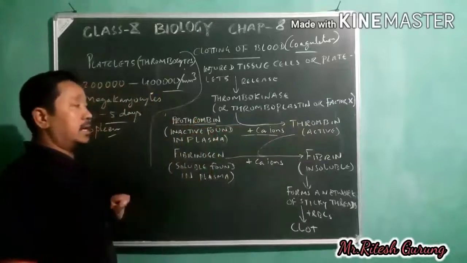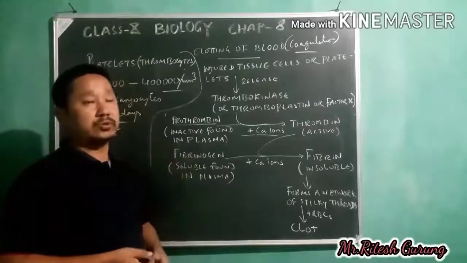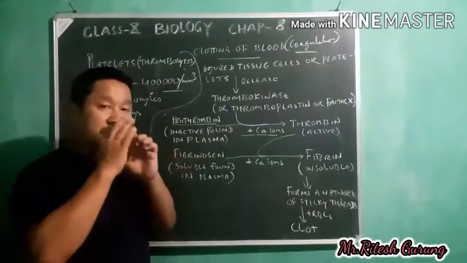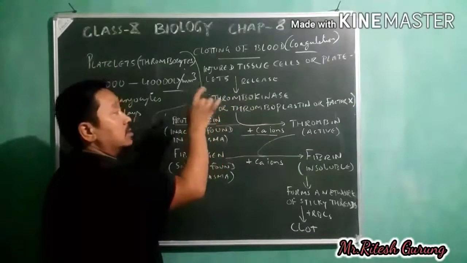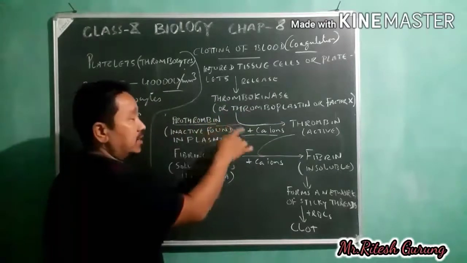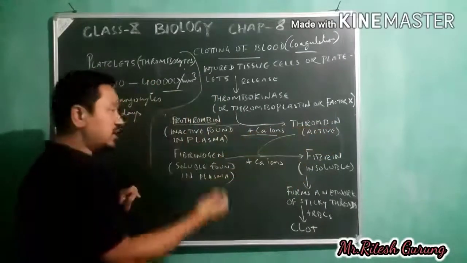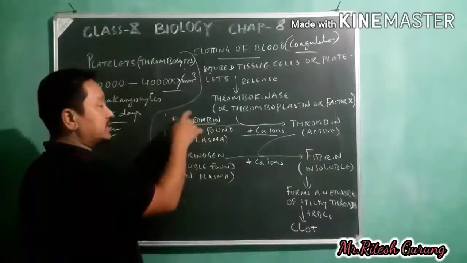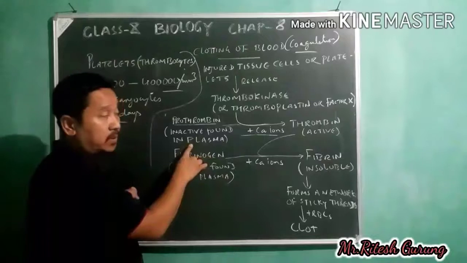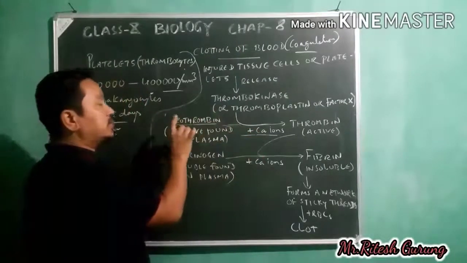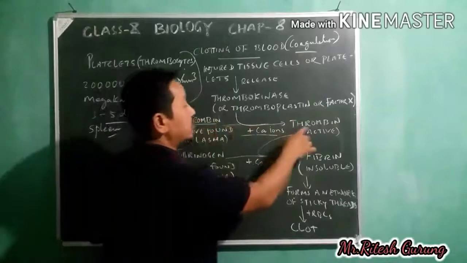Here are some names of chemicals. They could be new names for you, so you need to go through them and keep them in mind. So this thrombokinase, being an enzyme, converts prothrombin with the help of calcium ions into thrombin. The difference between prothrombin and thrombin is that prothrombin is an inactive chemical substance found in blood plasma. With the help of calcium ions, this prothrombin is converted into the active form, which is known as thrombin.